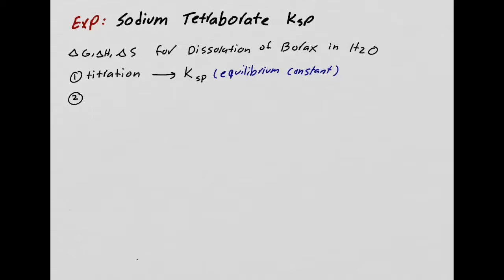Once we figure out the equilibrium constant, we're going to take advantage of the relationship between the equilibrium constant and delta G. Because remember, equilibrium constant and delta G are related. We're going to use that relationship to figure out delta G, and then from there to figure out delta H and S and all that. Okay. Now, I want to remind you how these two are related to each other.